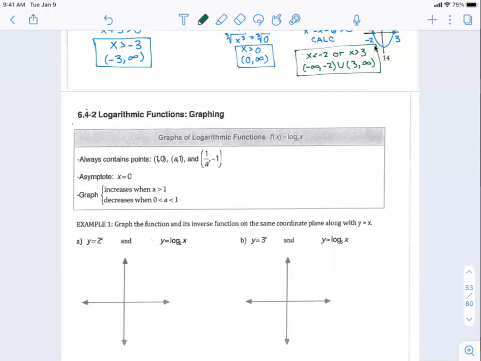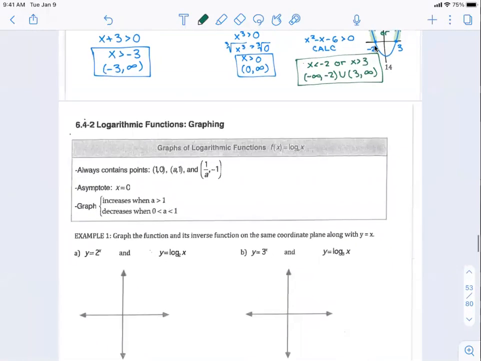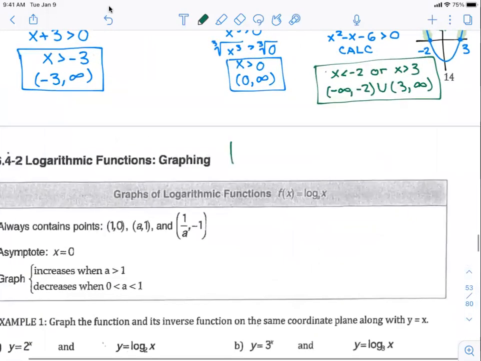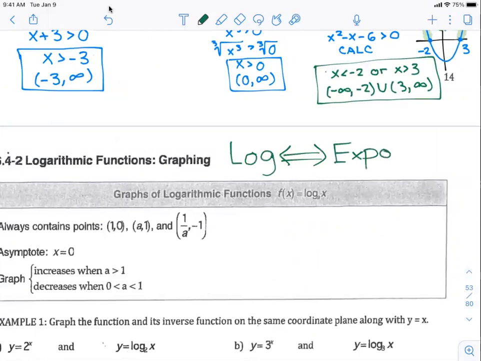Okay, we're going to go ahead and start actually graphing log functions. So this is the end of the 6.4 notes and actually the end of this unit. We already briefly mentioned that logs are the inverses of exponentials, right? That's why we convert between the two. That's what we practiced last time. So these are inverses.